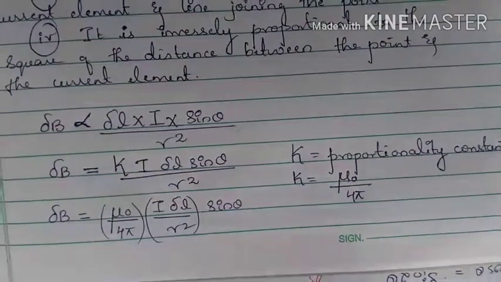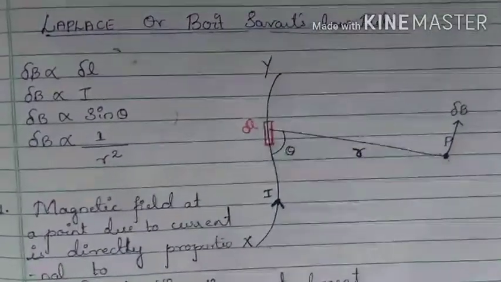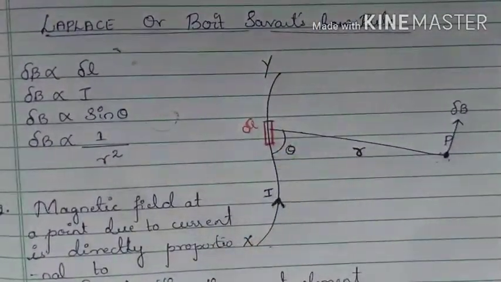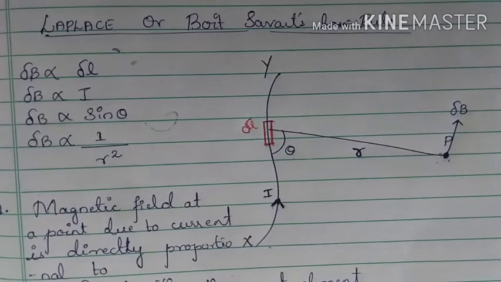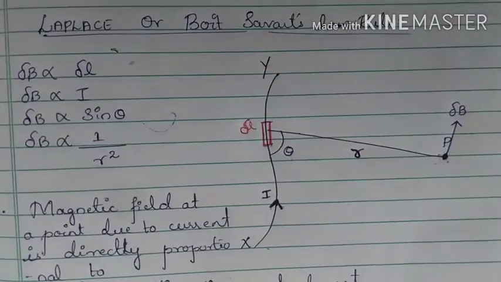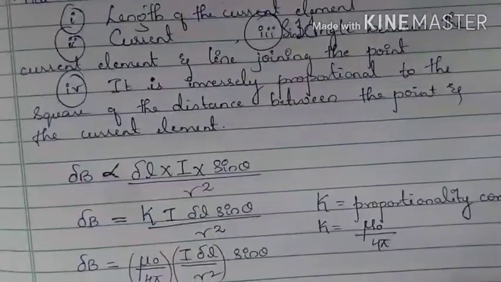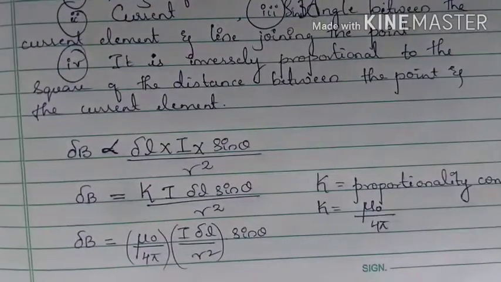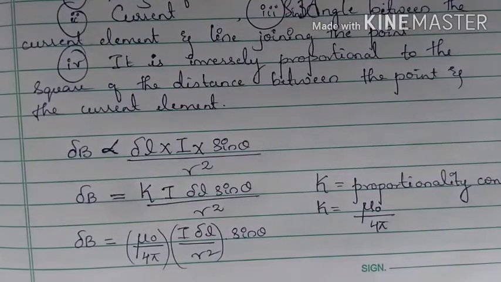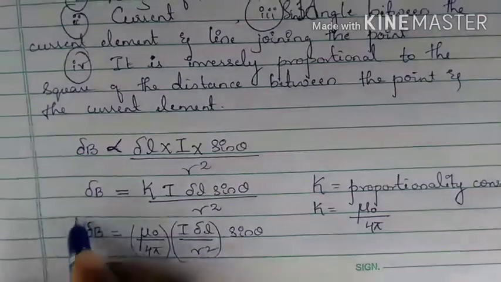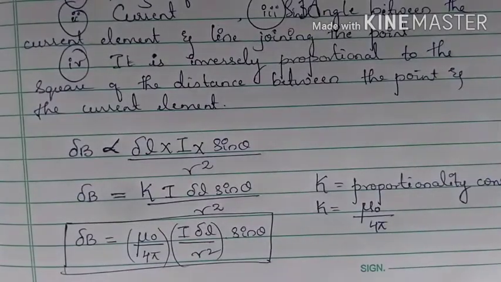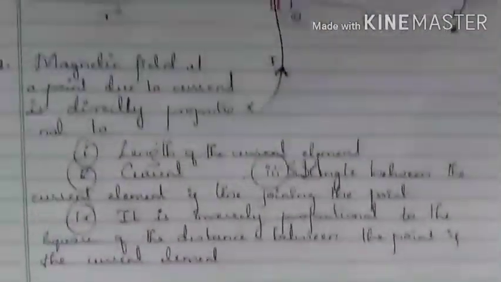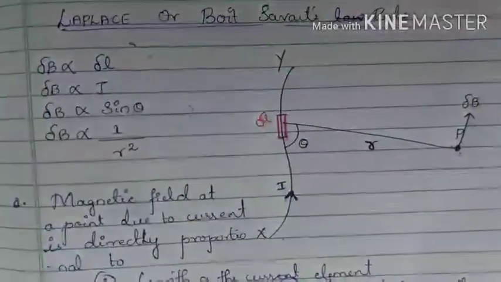So hope this derivation is clear to you all. What we have done here is, we have taken a current element, and in that we have taken a small element dl. Because of this dl element, we are checking what is the delta B. For this we got the equation delta B as mu naught by 4 pi I delta L by r square sin theta. This is an important equation. If you can remember this, that is well and good. If you can't remember this, then you should remember this.